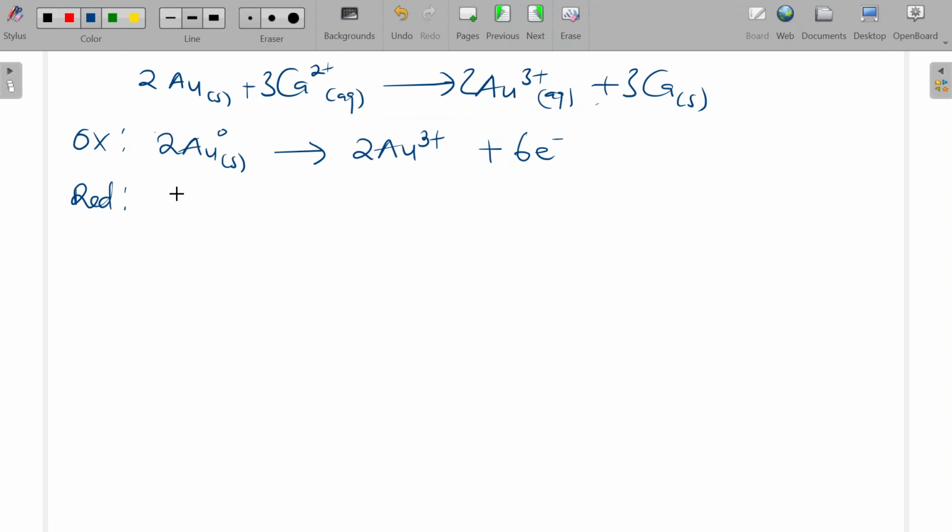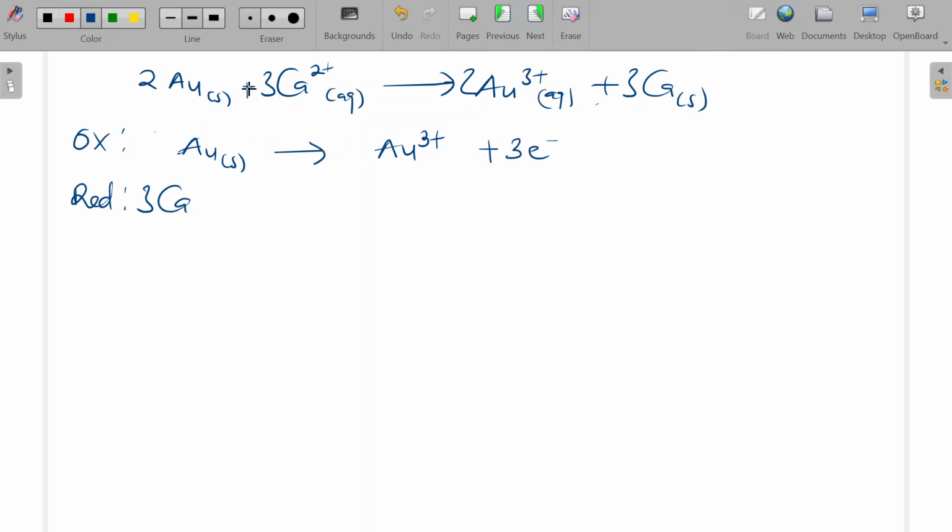Reduction. Which one is going with reduction? The calcium. So it's 3 calcium. So these two are the ones which have made this 6. Otherwise, if these two weren't there, it would have been 3 electrons. You know that. It would have been 3 electrons here.